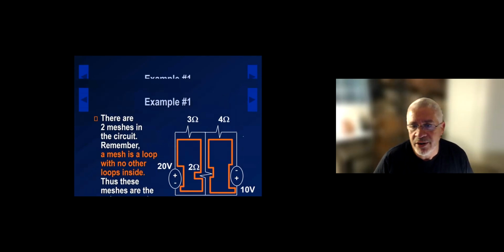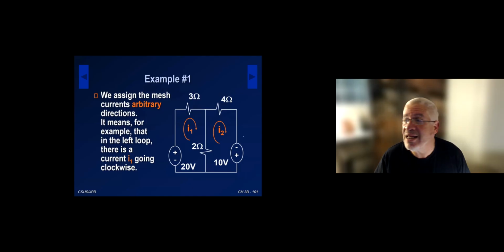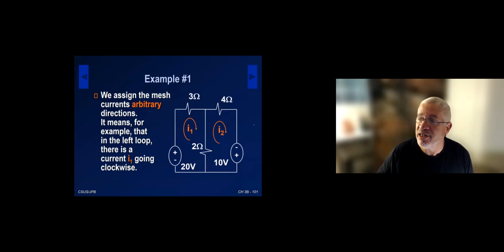So the next step, we are assigning mesh currents. We are assigning a mesh current to each mesh. Essentially, a mesh current is a loop current in the mesh. We are assigning a mesh current here. That means here, under the 20 volt source, going up, the current I1 is going up.